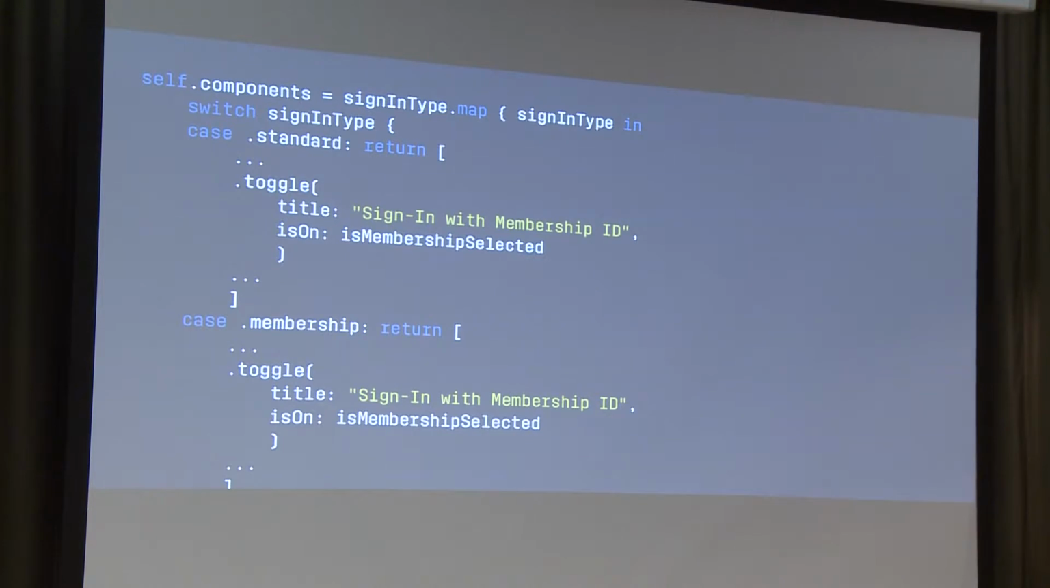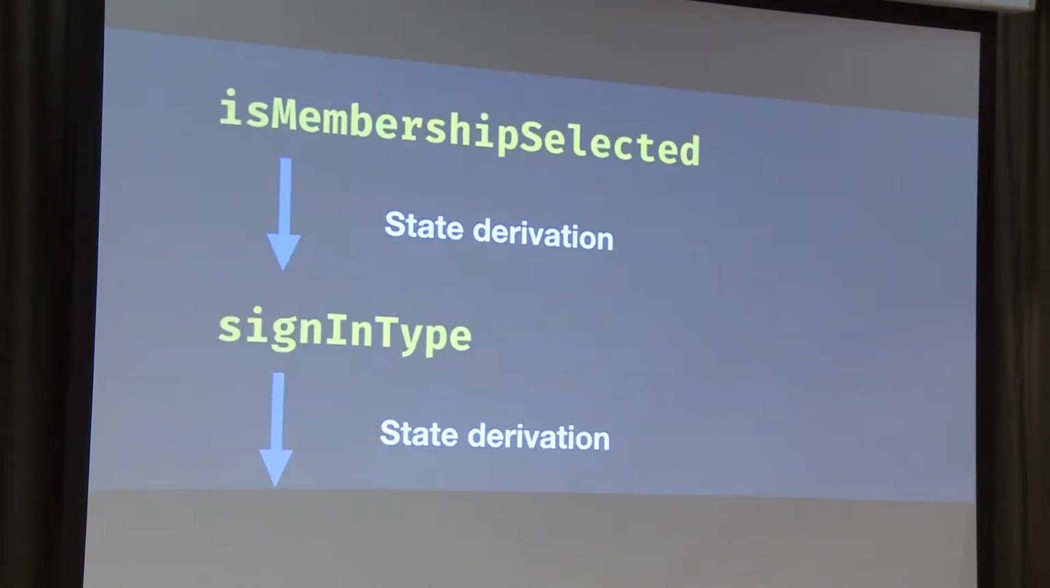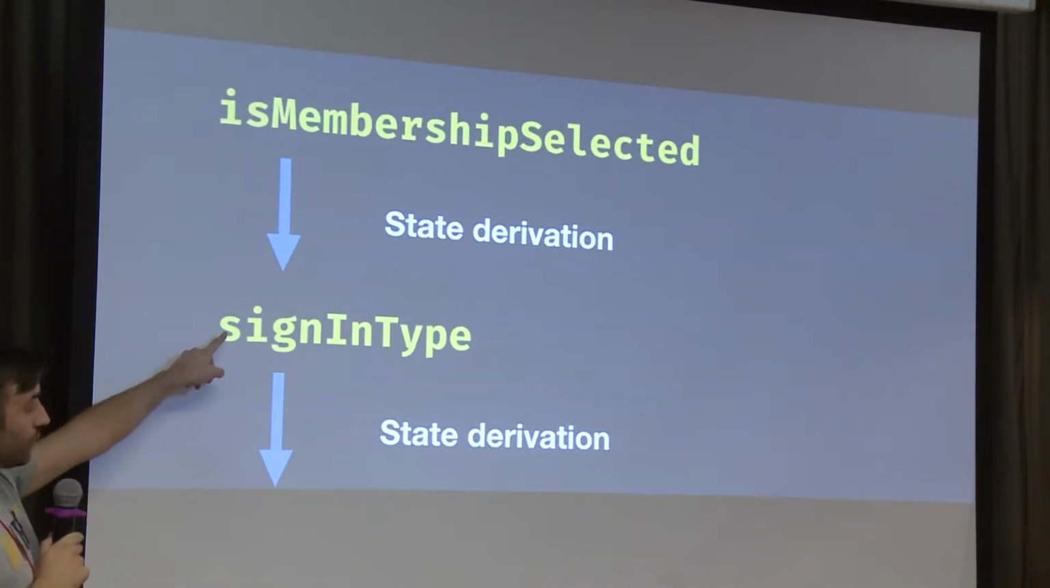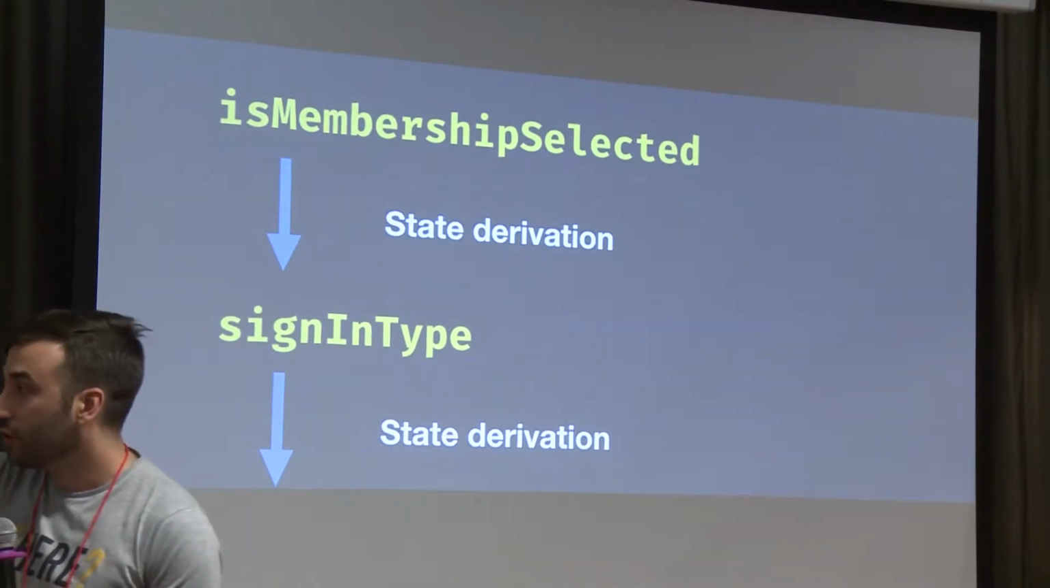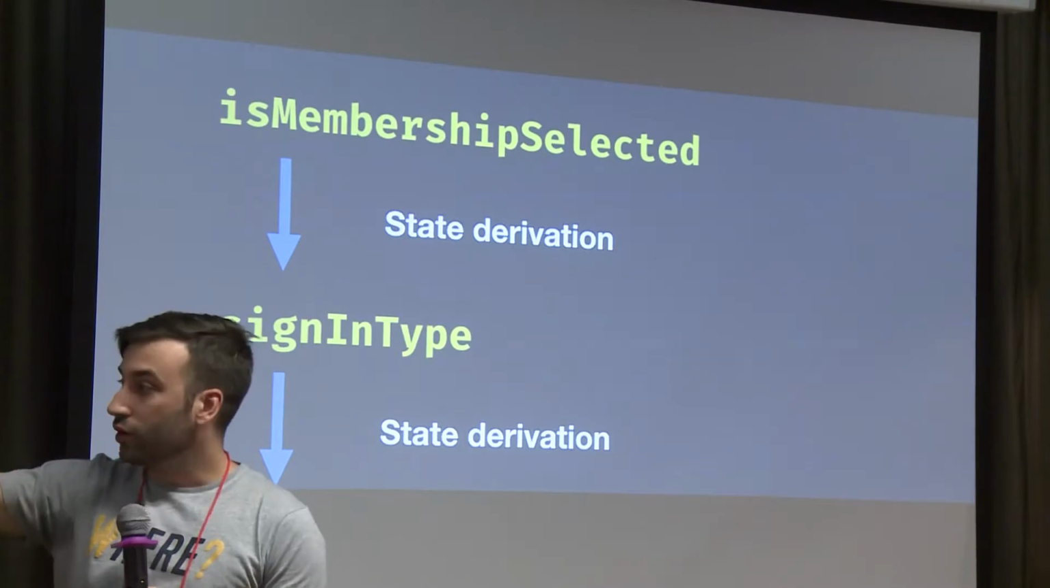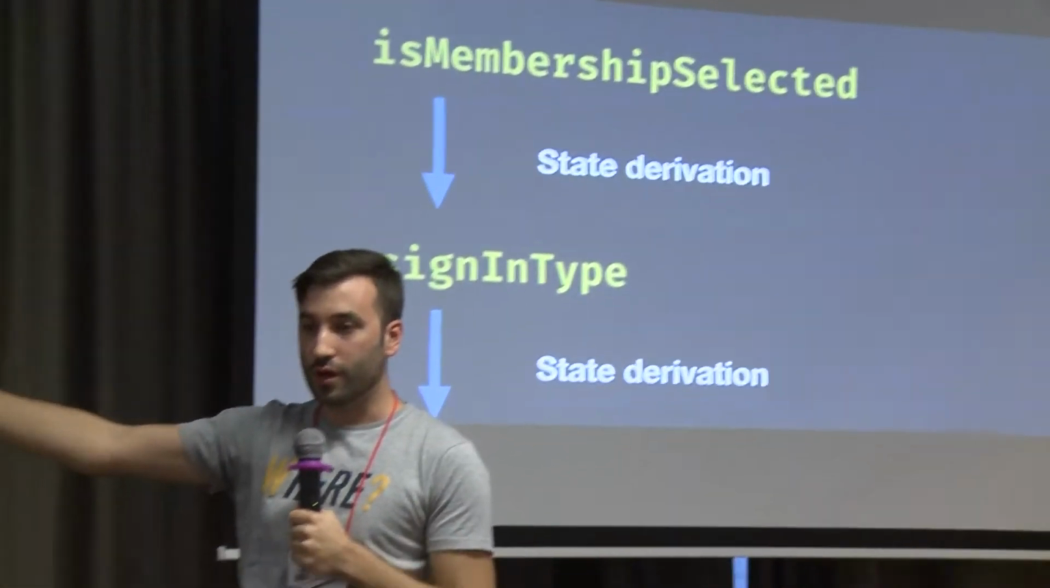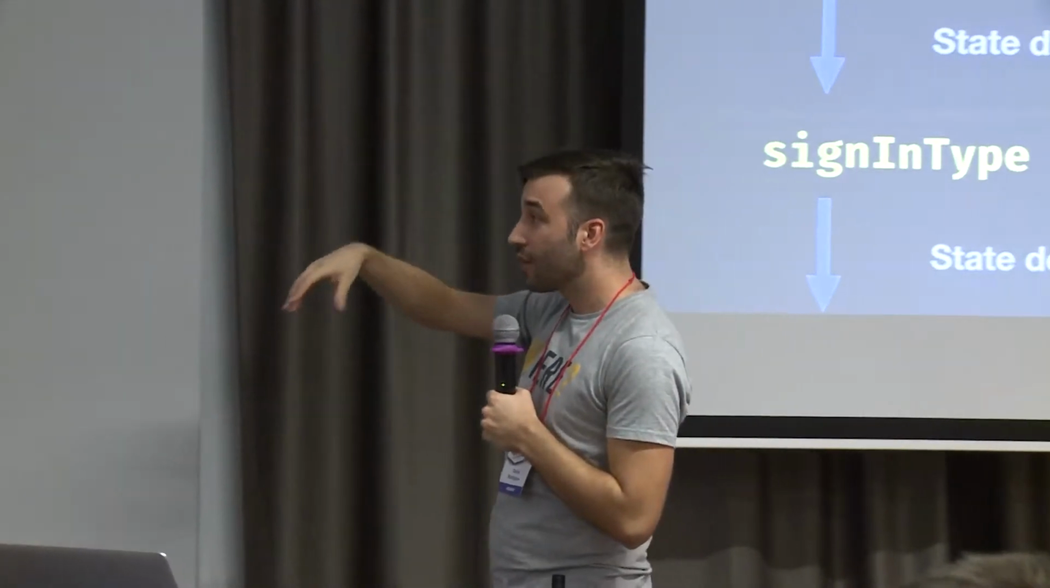Every single time it changes, it goes to sign-in type, and sign-in type goes to a new array of components. So everything is derived from a single state. We don't manage sign-in type, and we don't manage components. We only manage the initial property, okay? Everything else will be just side effects of changes in this core state.